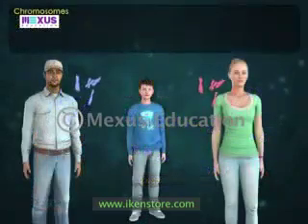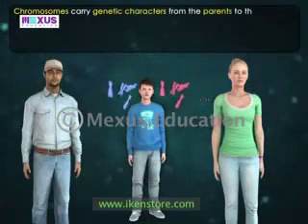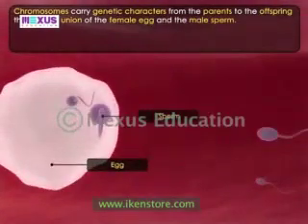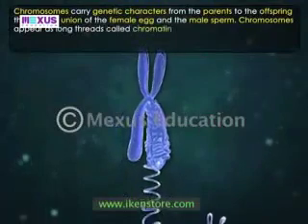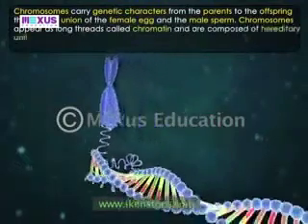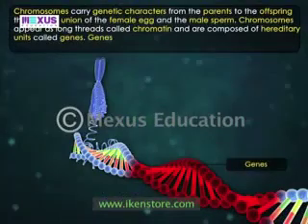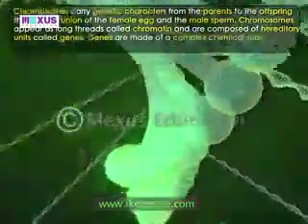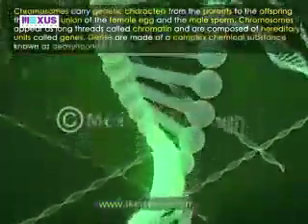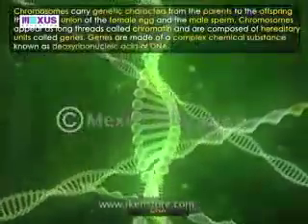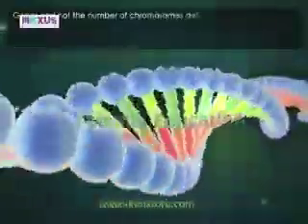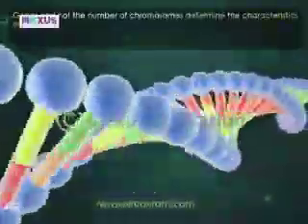These chromosomes carry genetic characters from the parents to the offspring through the union of the female egg and the male sperm. Chromosomes appear as long threads called chromatin and are composed of hereditary units called genes. Genes are made up of a complex chemical substance known as deoxyribonucleic acid or DNA. Genes, and not the number of chromosomes, determine the characteristics of a species.